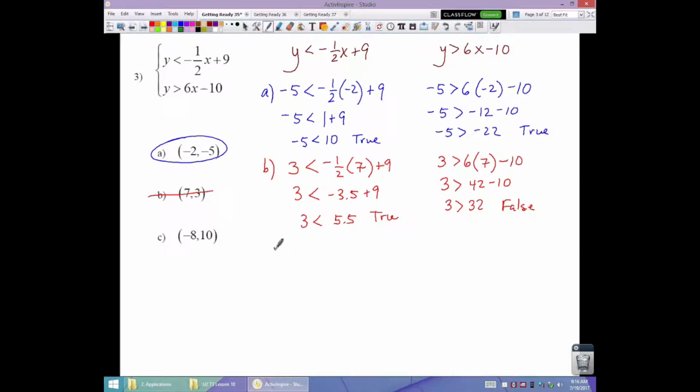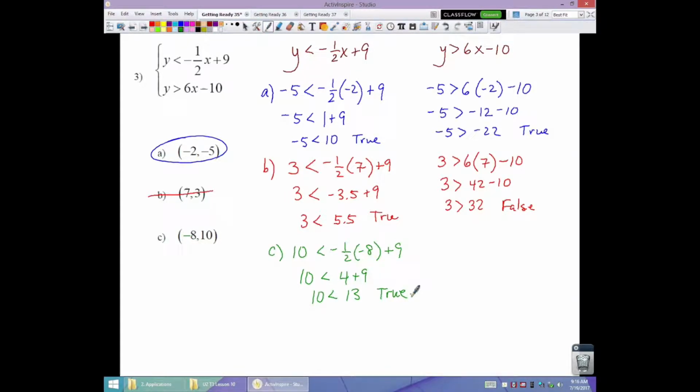And third one, negative 8, 10. So replace y with 10. Replace the x with negative 8. So I end up with 10 less than negative a half times negative 8, which is positive 4, plus 9. And 4 plus 9 is 13. So 10 less than 13 is a true statement.